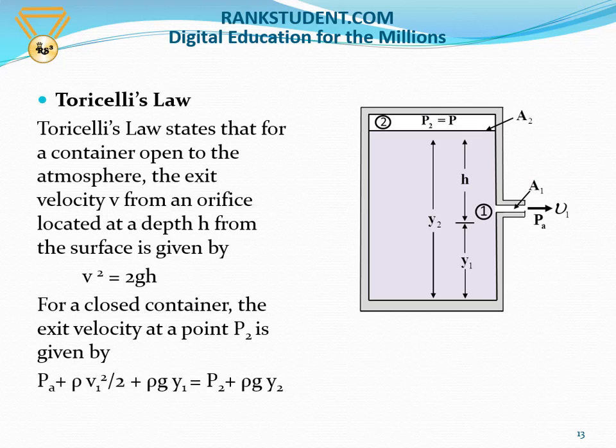Torricelli's law states that for a container open to the atmosphere, the exit velocity V from an orifice located at depth h from the surface is given by V squared equals 2 g h. For a closed container, the exit velocity at a point P2, as illustrated in the diagram on the right-hand side, is given by P sub A plus rho V1 squared by 2 plus rho g y1 equals P2 plus rho g y2.